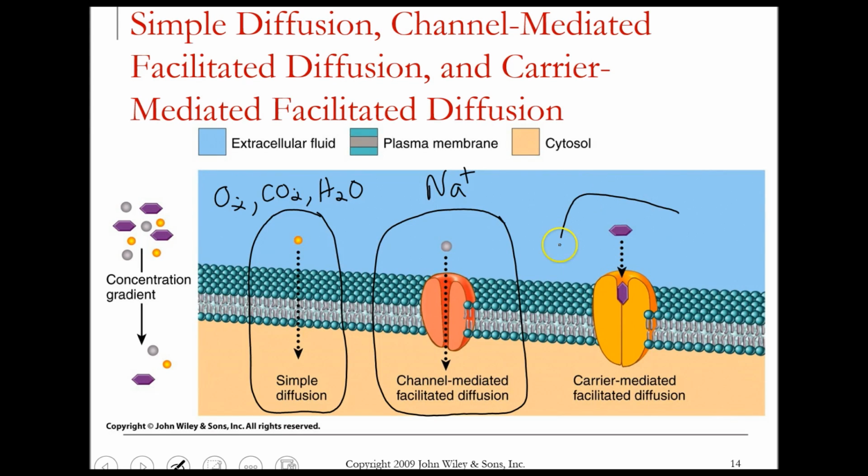Finally, carrier-mediated diffusion. And in carrier-mediated diffusion, there is not a permanent channel through which the particle can flow. But anytime you add a structure to a protein, you will change the shape of the protein. So by adding this molecule to the protein, you will change the shape of the protein, it may open up, and allow the molecule to leave on the interior of the cell. But in all of these, the particles are diffusing down their concentration gradient.